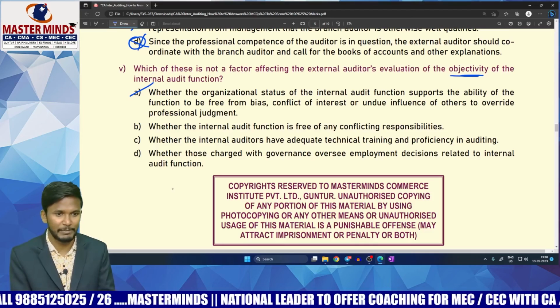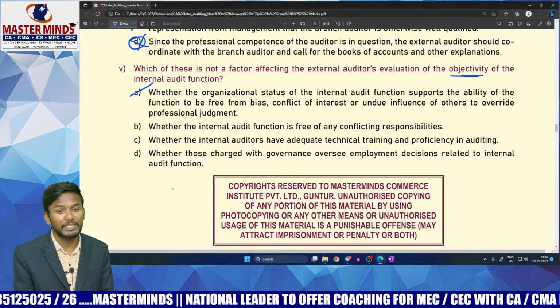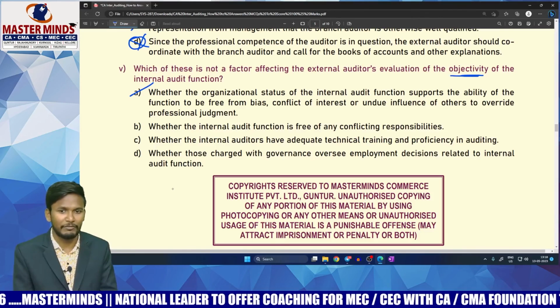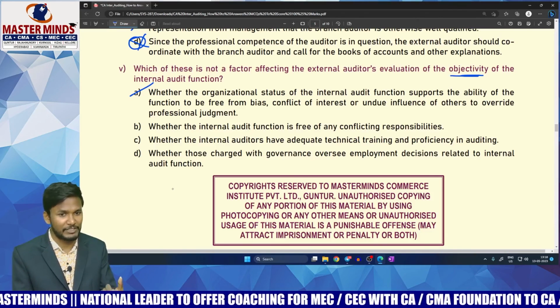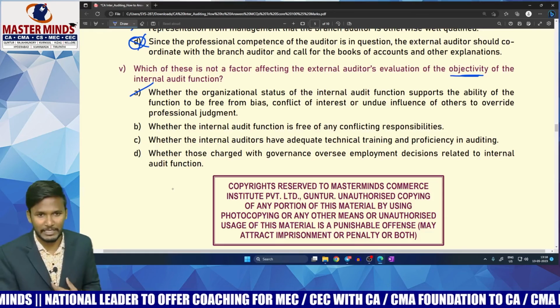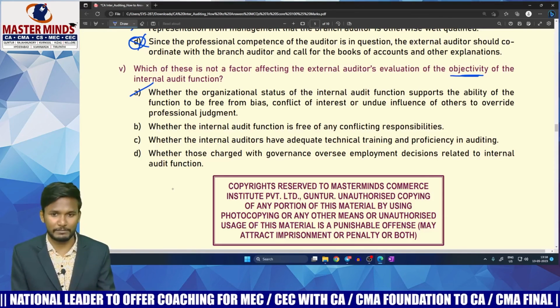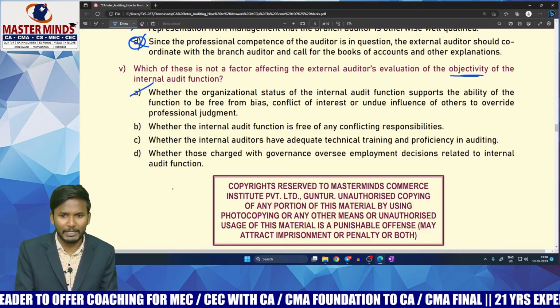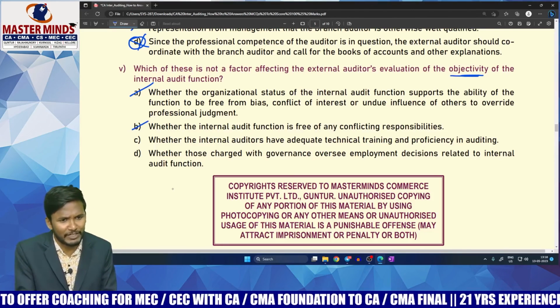Let's see B point. Whether the internal audit function is free of any conflicting responsibilities. See, if they have a conflicting responsibility, for example, they are getting paid their salary and now they are supposed to verify their salaries. Obviously, that's a conflicting responsibility. There they will not be acting objectively. Even B seems to be a correct factor.